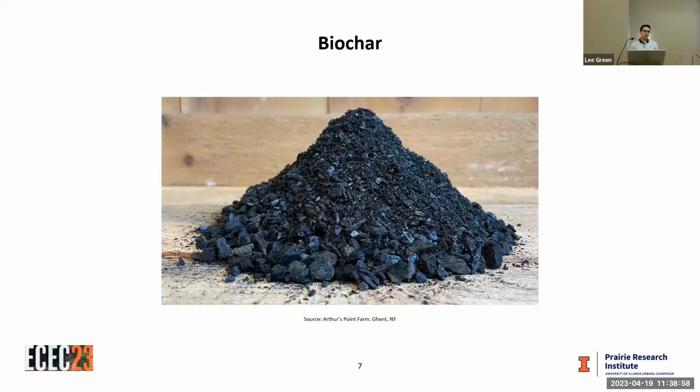But it also has other environmental benefits. When we pyrolyze the biomass, we are sequestering the carbon that is in the biomass, which naturally would be released as CO2. Instead, we are carbonizing that biomass and sequestering the carbon, putting it in the soil where it will stay for hundreds of years. So biochar is also a mitigation strategy for climate change.